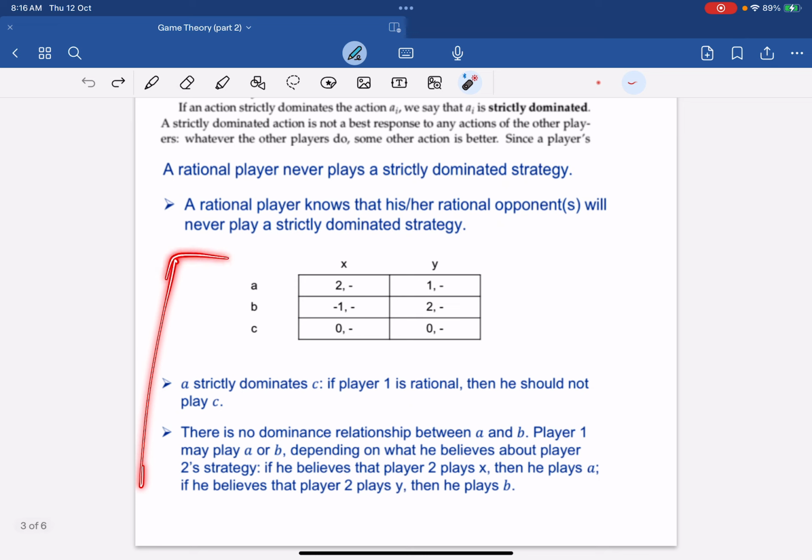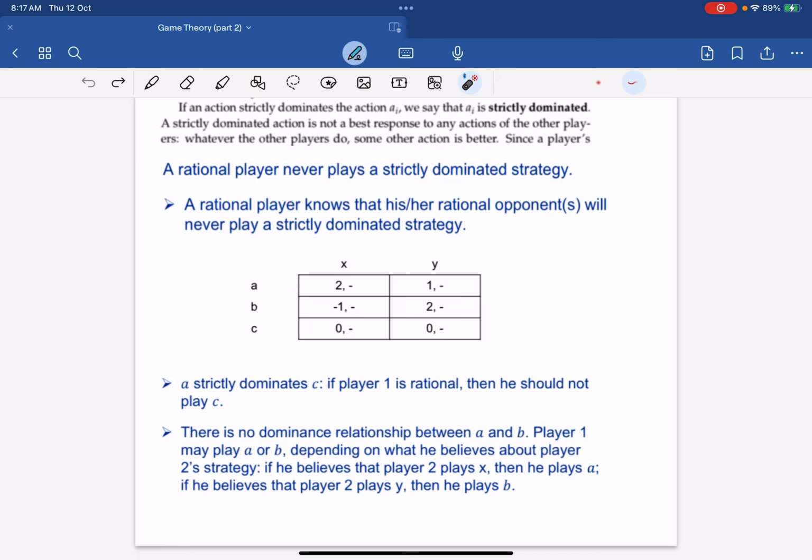So we take an example of why we say we never play a strictly dominated strategy, and instead always play a strictly dominant one. Let's just say A strictly dominates C. Because in case 1, if player 2 chooses X, you choose A over C. If player 2 chooses Y, you choose A over C again. So A strictly dominates C. But there is no strict dominance between A and B. So you can see it's easier to cancel out the strictly dominated strategy.